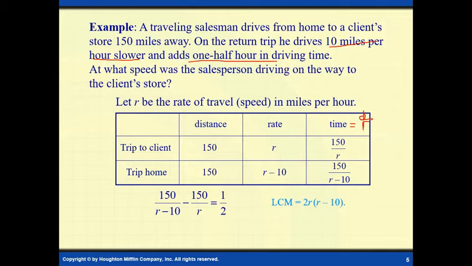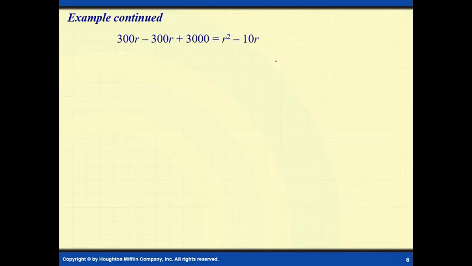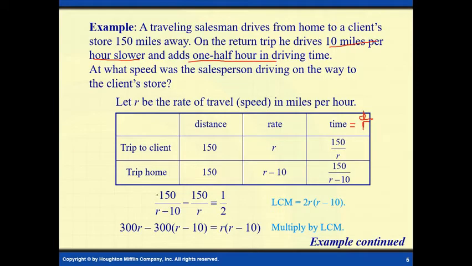So we're going to have 150 over R minus 10 minus the 150 over R, and that's going to be equal to your 1/2 hour, okay? Notice that our LCM is 2R times R minus 10. So we're going to multiply both sides by the LCM, okay? And when we do that, notice that this 150 is just going to be multiplied by the 2R. And then this one right here will be multiplied by the 2 as well, but also by the R minus 10.